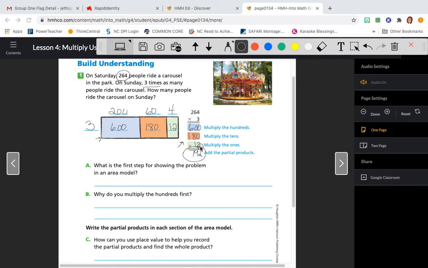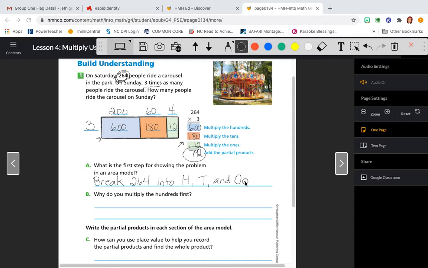Now, they want us to be able to explain our answers here. So we're going to explain our answers. So let's start with A and B. What is the first step for showing the problem? What did we do first? We broke that greater factor that I circled up here. We broke it into hundreds, tens, and ones. So we're going to write break 264 into hundreds, tens, and ones.